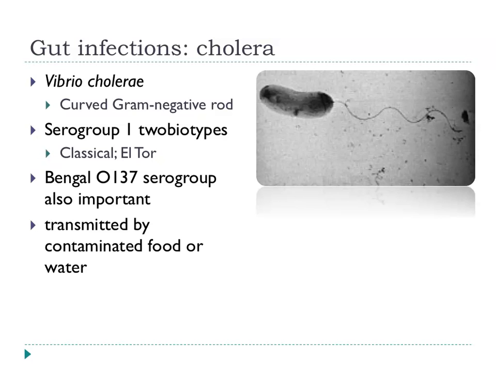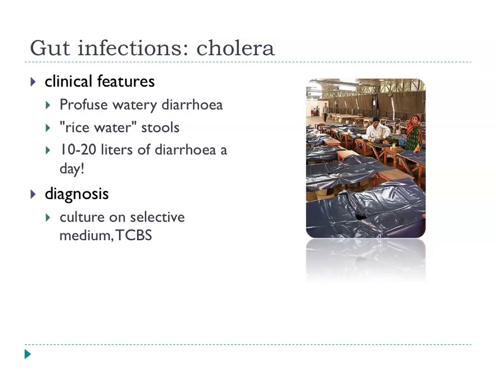the world. Now, cholera is transmitted by contaminated food, or more commonly, contaminated water. It has the clinical feature of producing profuse watery diarrhea. The stools from a patient with cholera are said to resemble rice water, the kind of stuff you get if you boil some rice for your dinner and then look at what's left in the saucepan after you've taken the rice out. That's pretty much what it looks like.